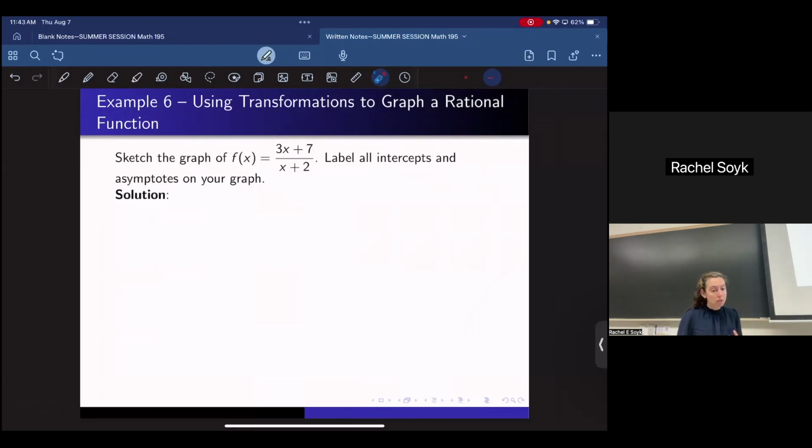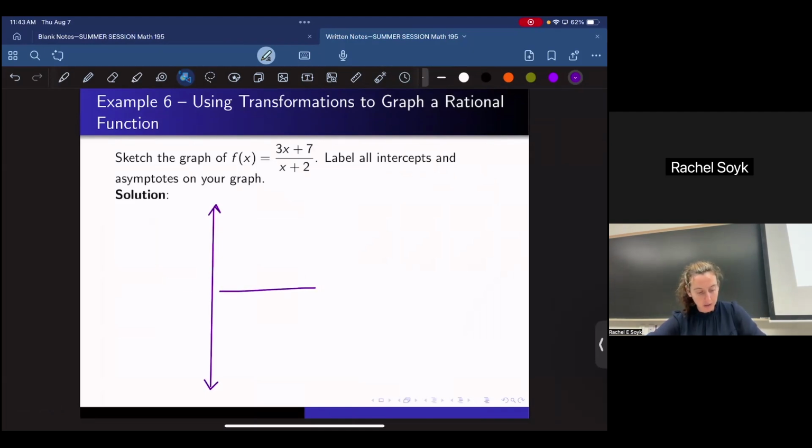So let's do some more practice. We have example 6 here: 3x plus 7 divided by x plus 2. And now we want to sketch it. We want to label all of our intercepts and asymptotes on the graph. Okay. Sketching is always fun because you don't have to be super accurate with it. Just have to get the gist.